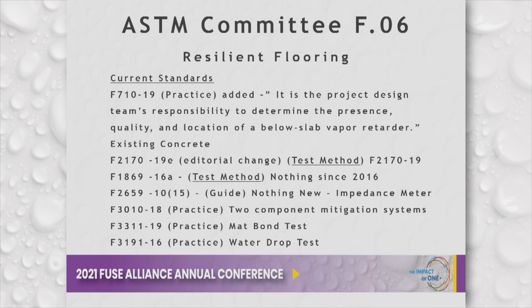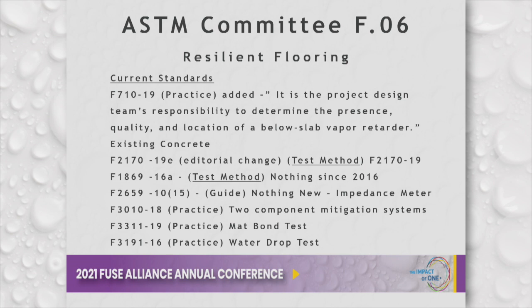F1869, most recent revision is 2016. The A was a second revision during that year. Nothing new since 2016 and nothing dramatic happened then. Again, a test method. Want to point out that F2659, which is the use of an impedance meter, is a guide. If you're using a meter, you might want to read that guide and see if you're doing it per some kind of a standard.